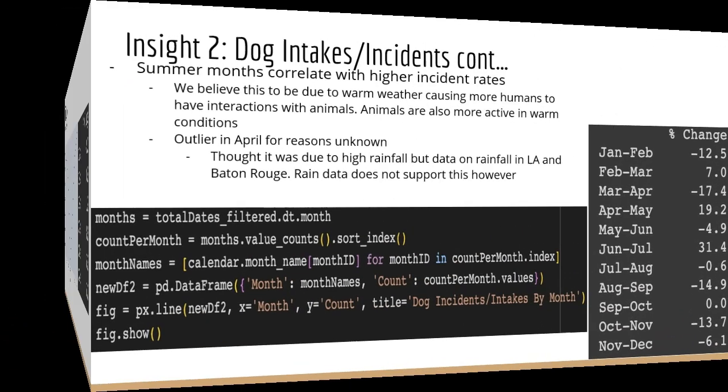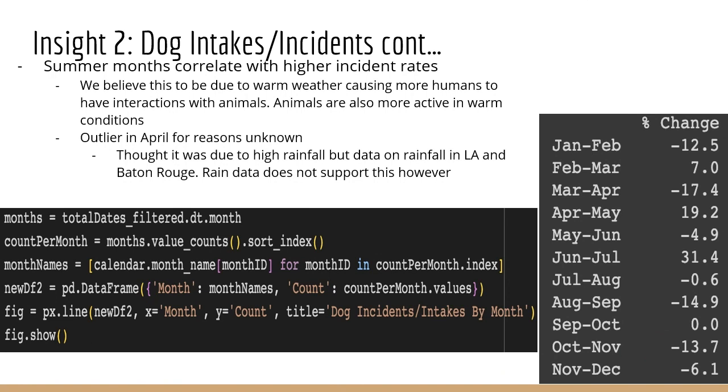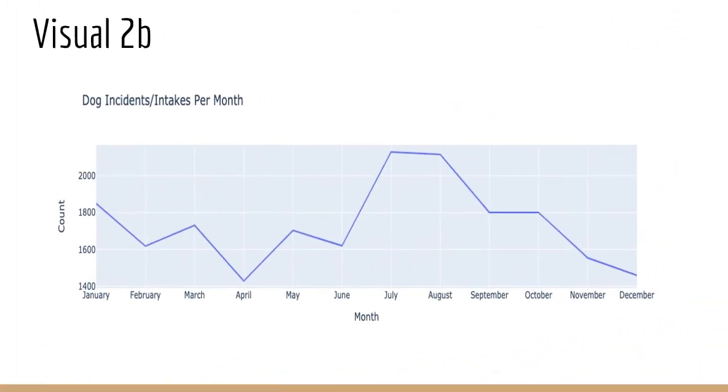Furthermore, on Insight 2, we saw that the summer months correlated with a higher rate of incidents, and we estimate that this is due to more people being outside and more animals being outside due to the nice weather. But an outlier we saw was that April actually had the lowest incident rate per month, and one of the reasons we thought this is because maybe April has the highest amount of rainfall, therefore not as many people are out. However, the data for Los Angeles and Baton Rouge does not support this, so we really have no idea why this outlier is. And so the incidents per month we graphed as shown here.